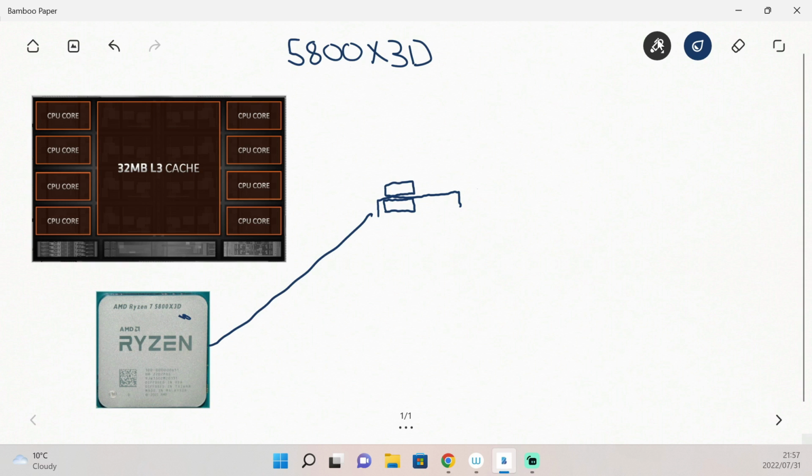Now, they had to do a process called die thinning. And what die thinning does is exactly that, in which they thinned out the CPU in order to accommodate for the V-cache. Now, what that ended up doing was being able to fit both of those elements underneath the heat shield or manifold. Now, as a result, we have now got 96 megabytes of L3 cache.